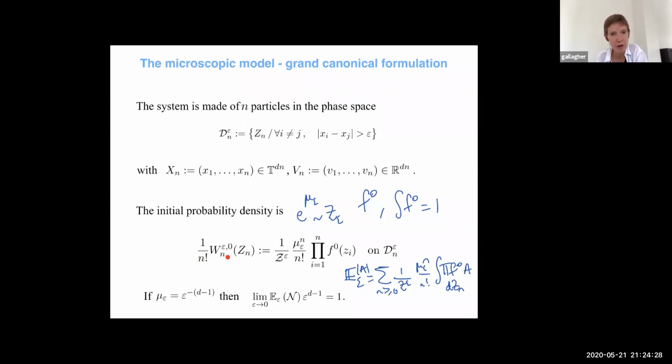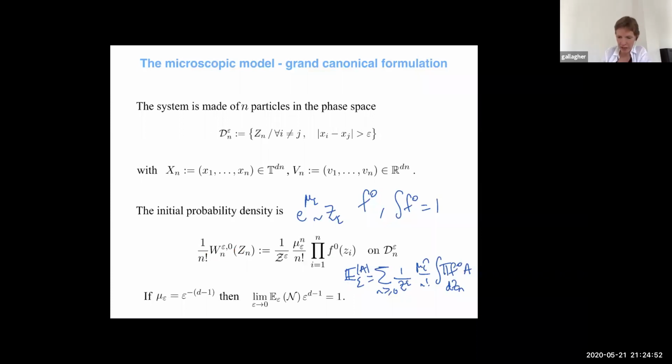So my number of particles is not known. It's a probability distribution, and the density of my particles is also a probability distribution. Is that okay? Let's try to remember this. I'll go back to that if we need it. So taking the expectation here means exactly E epsilon, averaging against this probability density, right?